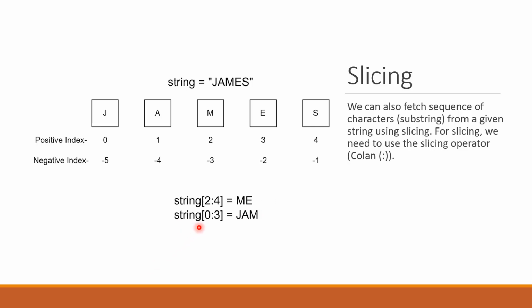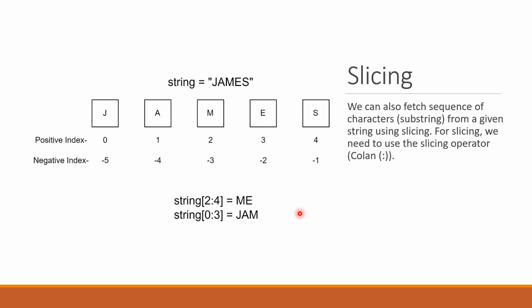In the same fashion, if we slice our string variable from index 0 to 3, it will return jam. At index 0 we have j, at index 1 we have a, and at index 2 we have m, and index 3 will be excluded from the result.